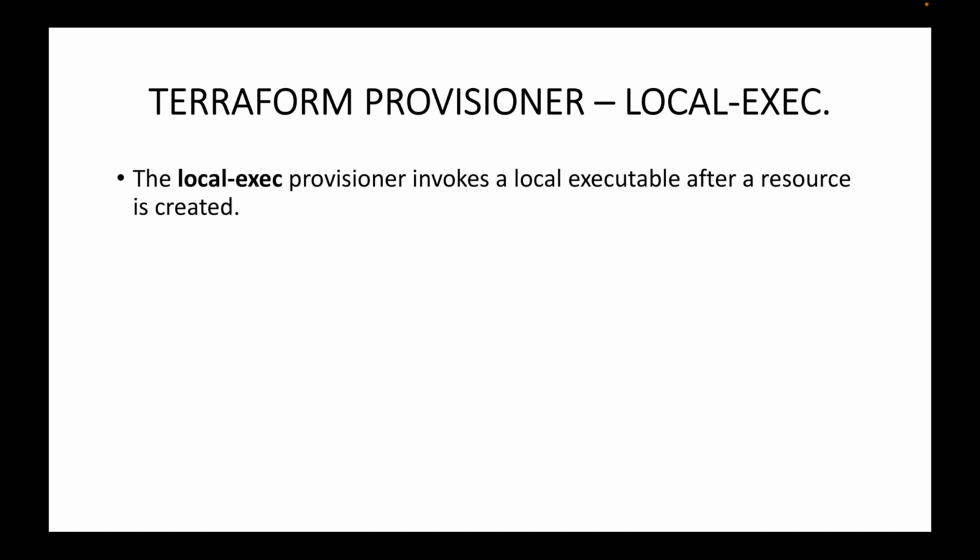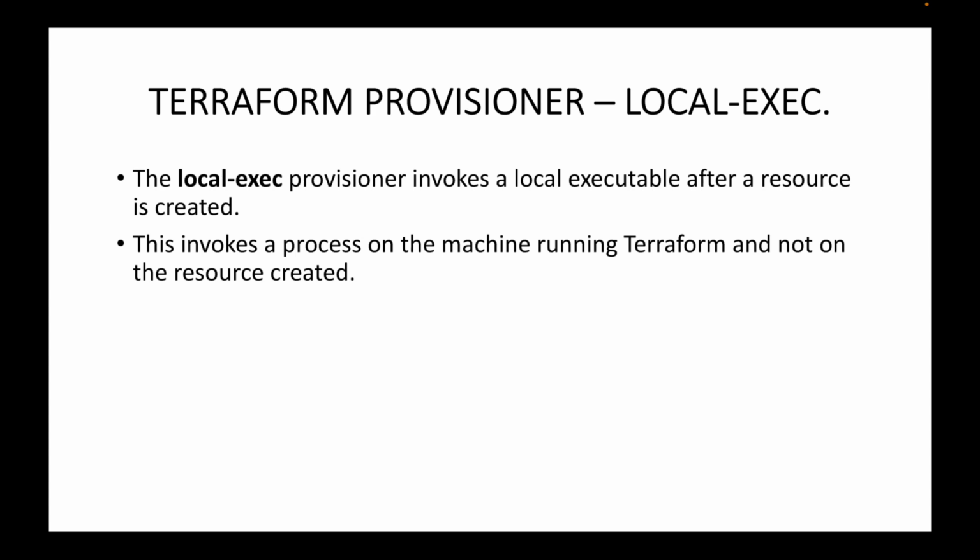So maybe let's say you're launching an EC2 instance. Now when you're launching that EC2 instance, you want to execute something on the local machine. That is where we can make use of the local exec. So this invokes a process on the machine running the Terraform. So like I said, local exec will be used to run something on the local machine itself.